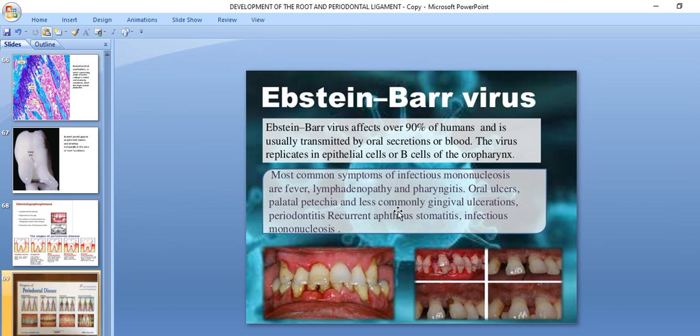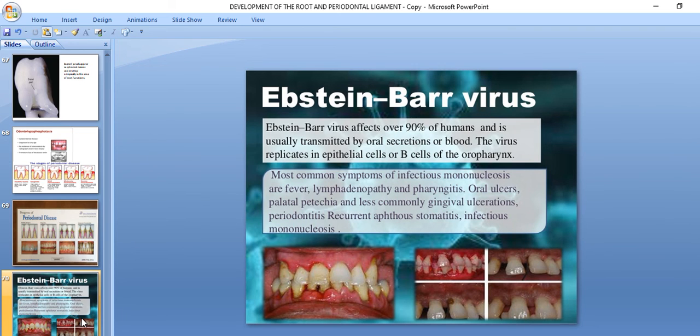The most common symptoms of infectious mononucleosis are fever, lymphadenopathy, and pharyngitis, and oral ulcers, palatal petechiae, and less commonly gingival ulcerations.